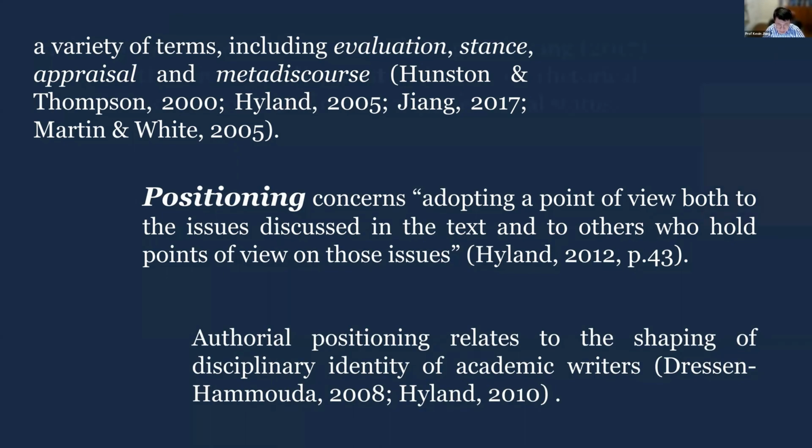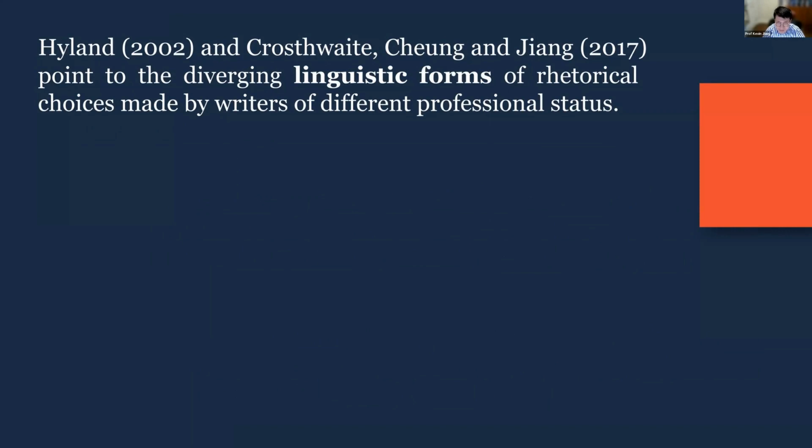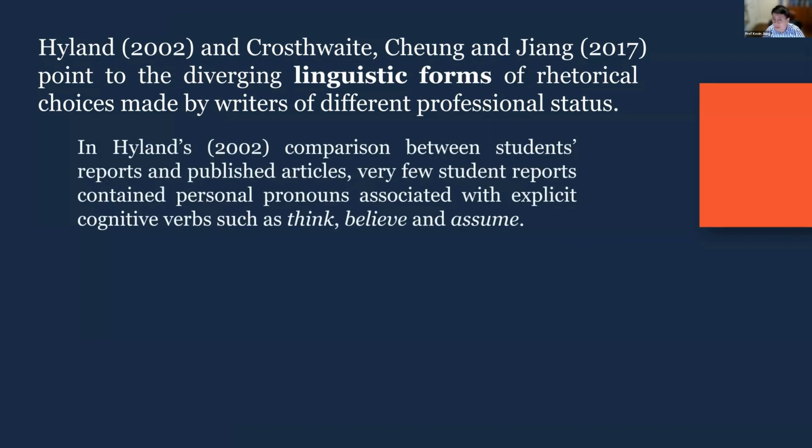A number of studies have also examined the differences in authorial positioning between novice and expert writers. For example, Hyland and Kuteeva, Cheng and Jiang look at the diverging linguistic forms of rhetorical choices used by writers of different professional status. One very influential example, given by Professor Hyland, compared students' reports and published articles, and found that very few student reports contained personal pronouns associated with explicit cognitive verbs, such as think, believe, and assume.